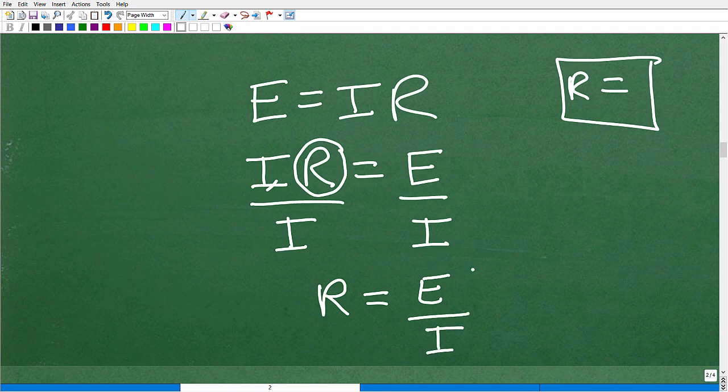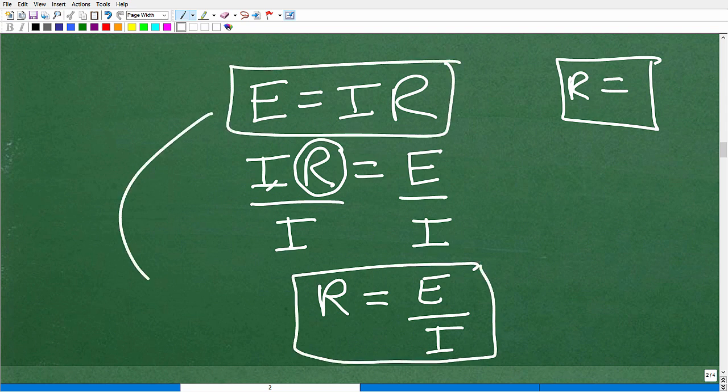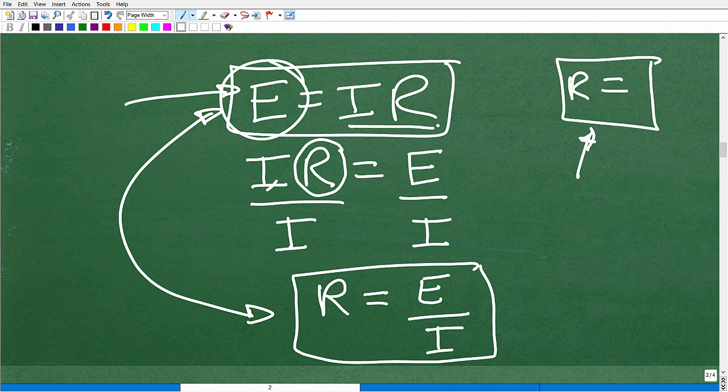And of course, this is Ohm's law. You're just rewriting the relationship between voltage, current, and resistance differently, depending on what you want. If I'm looking for the resistance in a particular problem, I need to rewrite it in terms of R. If I'm looking for the voltage, it's already written for E. I need E, and this equation is already set up for it. And of course, if I need the current, I need to rewrite this in terms of I.